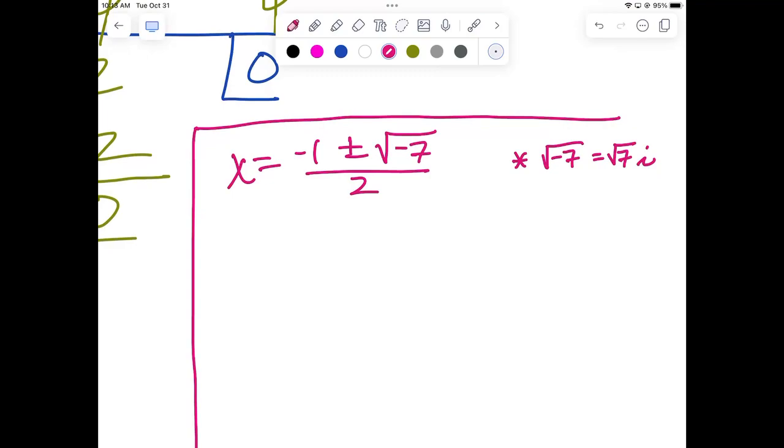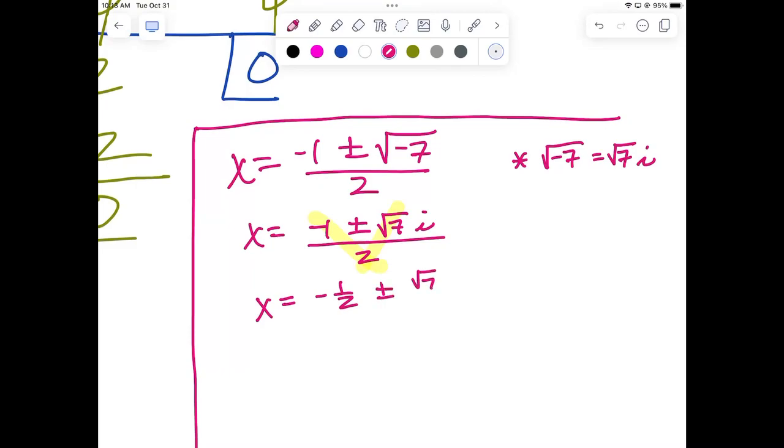Now, is 7 a perfect square? No. Does it simplify at all? Does it have any perfect square factors? No, it's prime. So I could just bring that back in over here and get negative 1 plus or minus the square root of 7 times i on the outside, all over 2. Now, the last thing we do is we split it up. We want to put it into a + bi format. So we're going to get negative 1/2 plus or minus the square root of 7 over 2 times i.